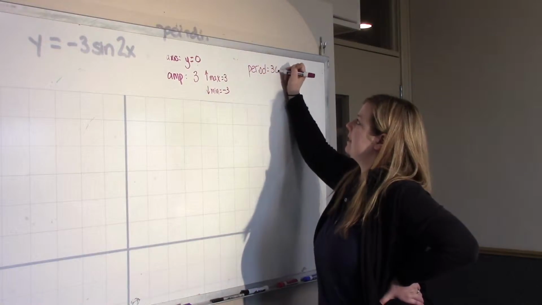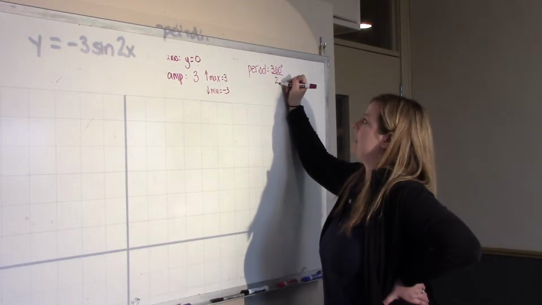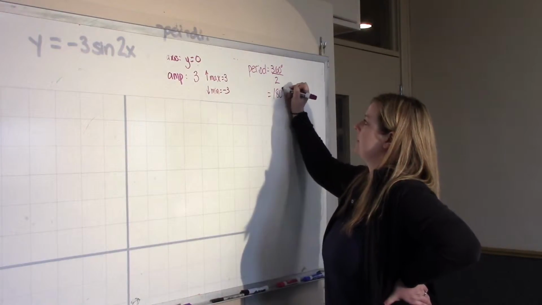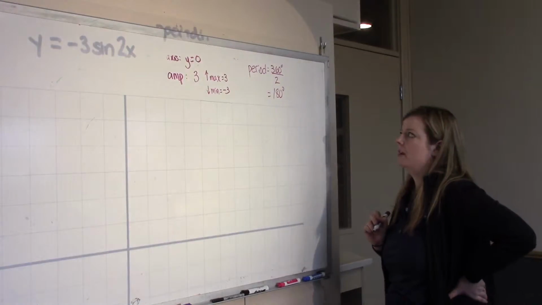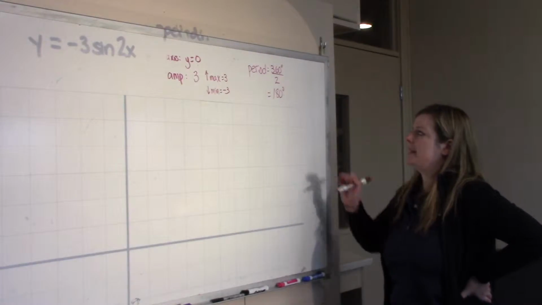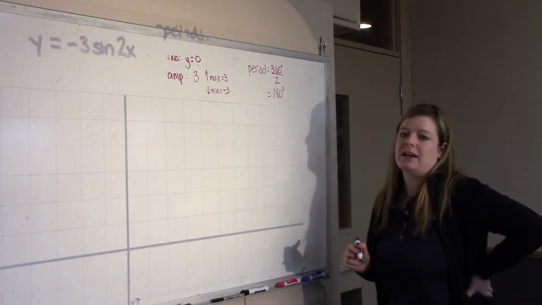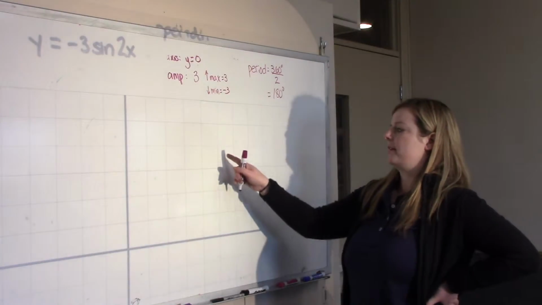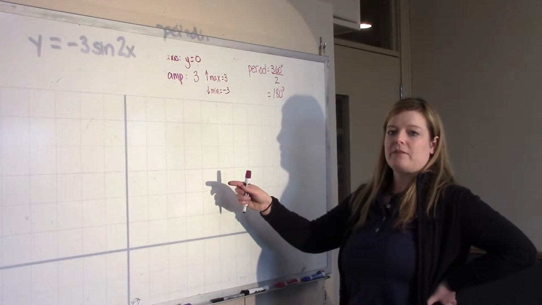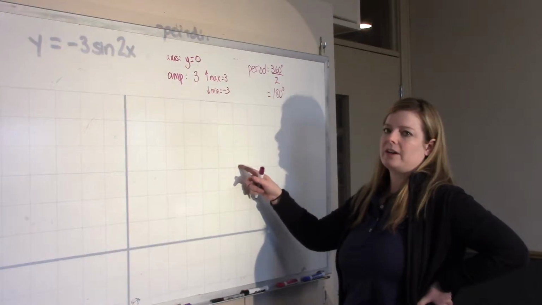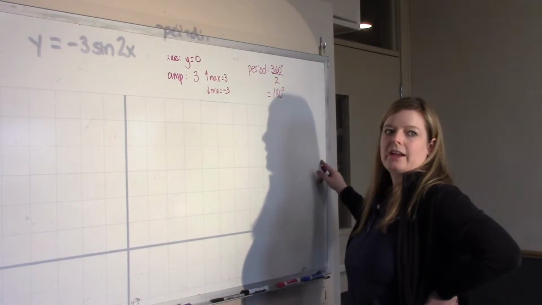The period is 360 divided by k, so that is 360 divided by 2. So a period here is only 180 degrees. All right, so that means I'm going 180 divided by 4 is 45. So my points will be 45 degrees apart. So 0, 45, 90, 135, 180.